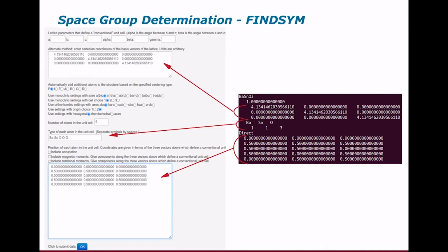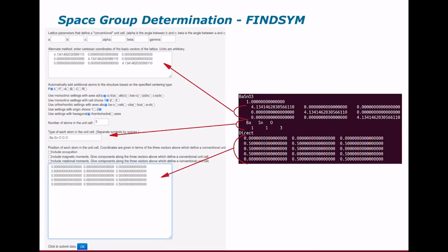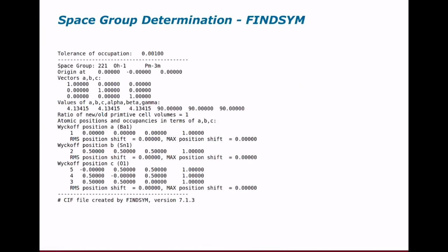And then there's a third box here down on the bottom for the coordinates of each atom. And once you do that and click submit, you get a long output, and part of that output is this.